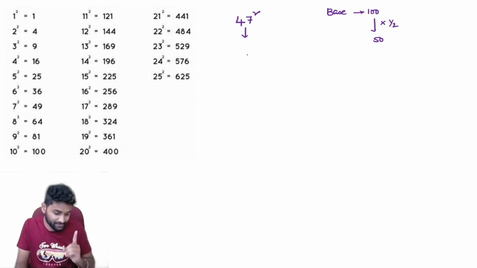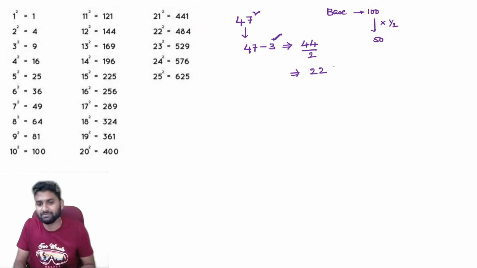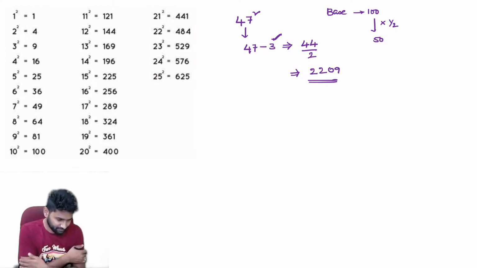If it is less, you have to subtract. Now 47 minus 3 is exactly equal to 44. Now, according to the base, you have to divide it by 2. If 44 is divided by 2, the value is 22. Now we are subtracting 3 units. Square of 3 is 09. Your answer is 2209. You clear?